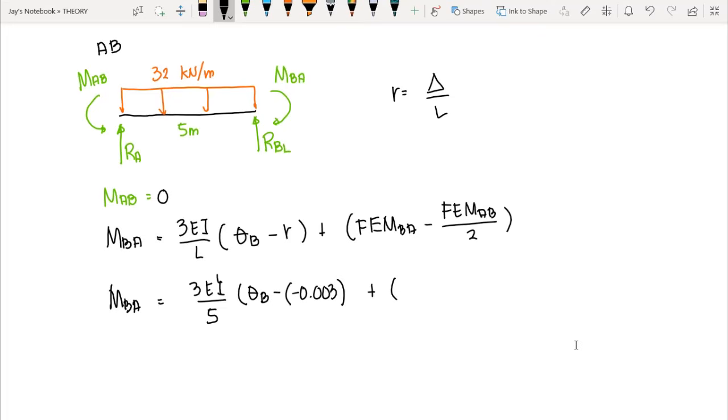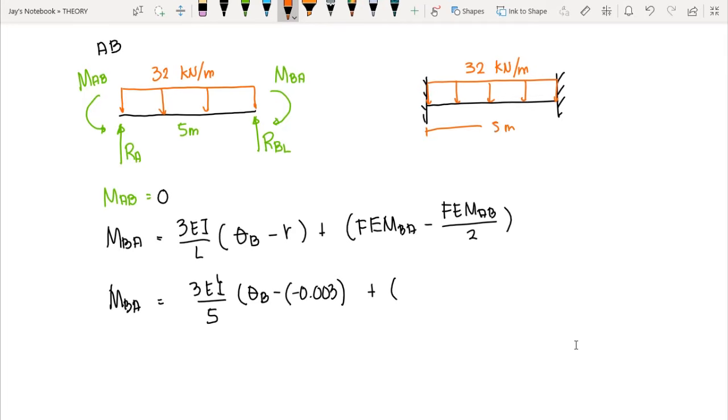To compute for the fixed end moment, you just create a restrained beam with 2 fixed supports at both ends. We have the uniformly distributed load, which is 32 kilonewtons per meter, and of course the length of 5 meters here. So this is our fixed end moment of AB, and this one is the fixed end moment BA. Our sign convention is that the moment on the left support rotates counterclockwise, while the moment on the right support rotates clockwise.